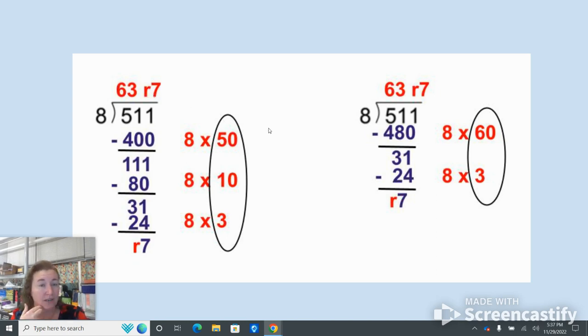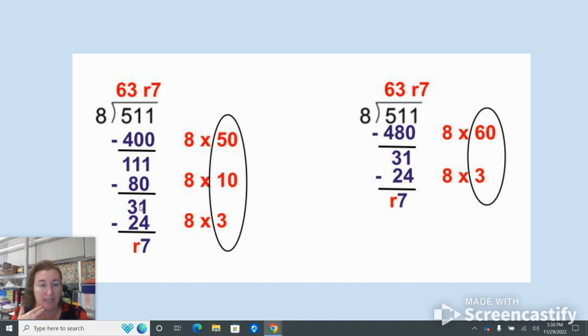Now, a different student might think about this a different way. A different student might think about just these first 2 digits of this 511, and they see 51. And they think, okay, what multiple of 8 is closest to 51? Well, 6 times 8 is 48. So I can do 60 times 8 and put 480 here. And I'm going to subtract 480 all at once. 511 minus 480 is 31.